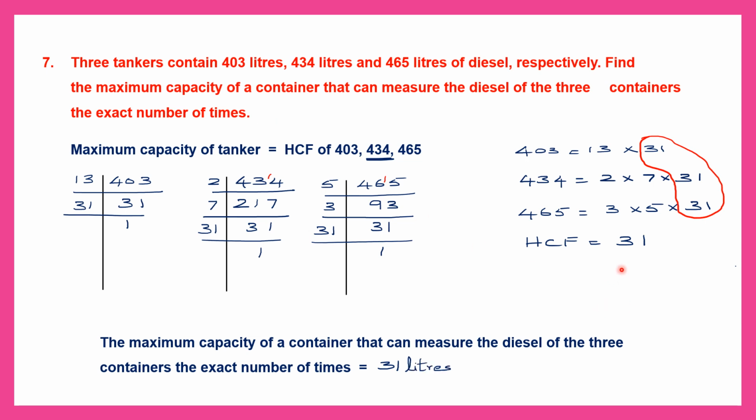That means to fill a container which has 31 liters, from this container we take it 13 times, from this container we take it 2 into 7, 14 times, and from this container we take it 3 into 5, 15 times. So the maximum capacity of the container is 31 liters.